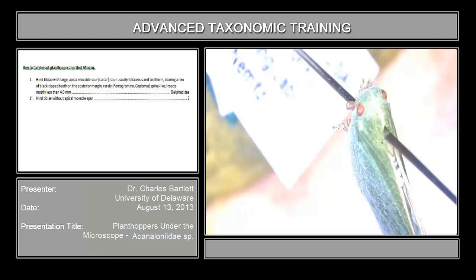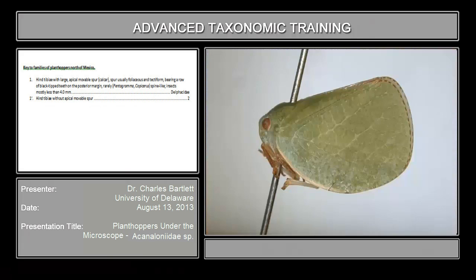So the spur is absent, and if we go on to the second couplet, the hind tarsomere with 2 apical spines versus the second hind tarsomere with a row of apical spines, this one has a pair of spines as opposed to a row. So we're going to go in the same direction that we went with the family Flattidae. This brings us to the next couplet, couplet 3. Okay, so we'll look at this specimen that you have next.